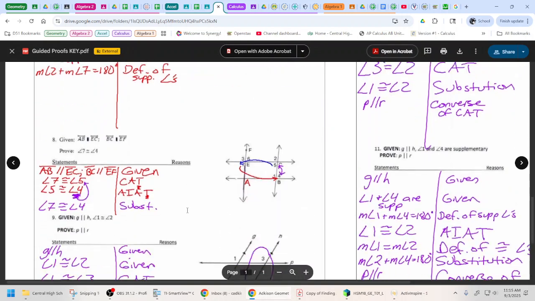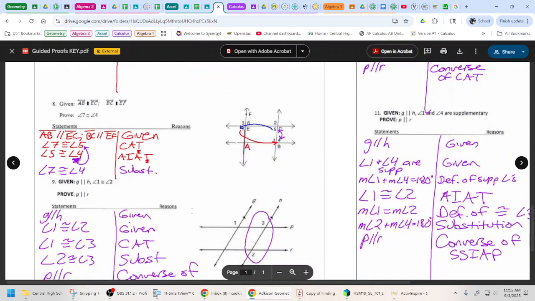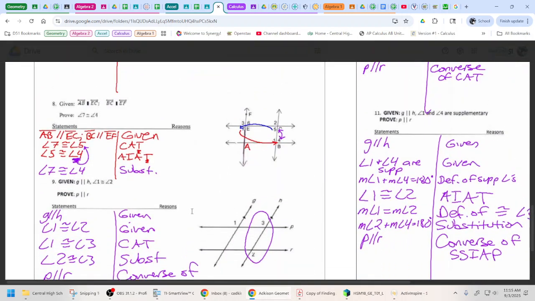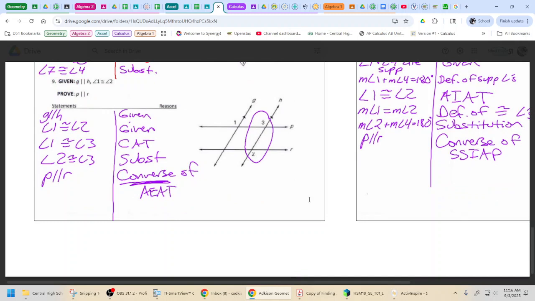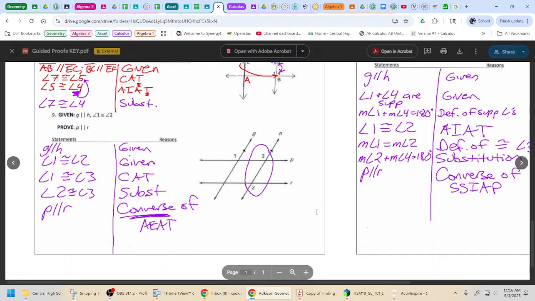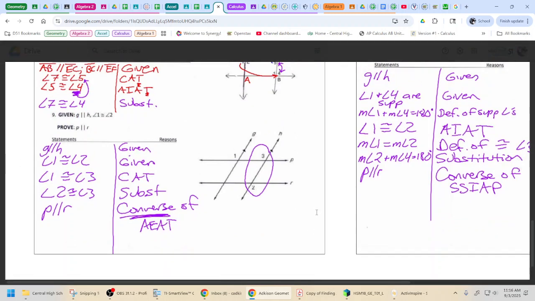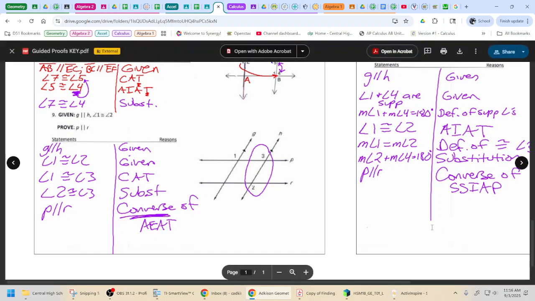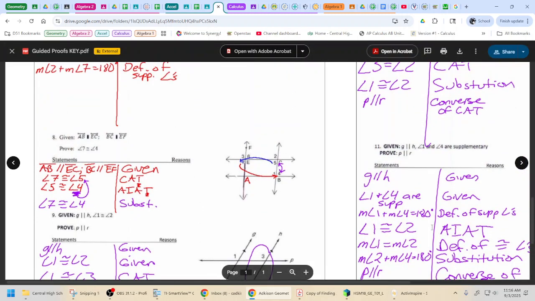Number 8. 7 and 5 by corresponding, 5 and 4 by alternate interior, and then 7 and 4 by substitution. Number 9. 1 and 3 by corresponding. We were already told 1 and 2, so we can substitute 2 and 3. And then 2 and 3 are alternate exterior, so by the converse of alternate exteriors, those lines are parallel. Any questions on those 3?